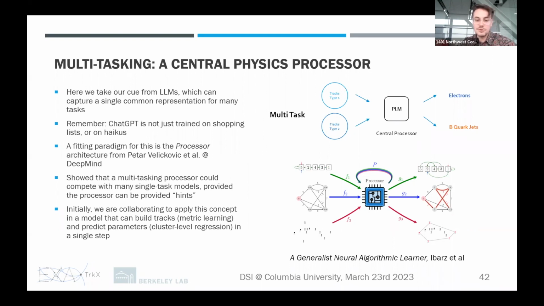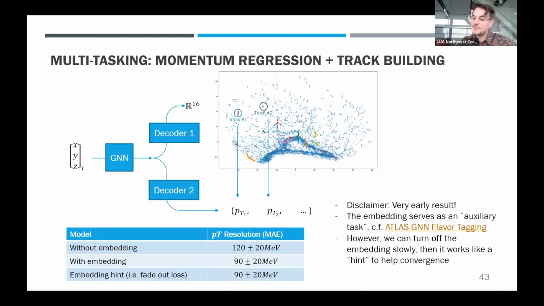And we're collaborating with that group to apply that concept to a model that can predict tracks and also predict the parameters in the tracks in the same step. And I have some very, very early results for that, so take them with a moderate-sized grain of salt. But basically, the idea is, can we use our metric learning, meaning can we embed our hits into a space, and at the same time use a different decoder to take those clusters of hits and predict the transverse momentum of all the hits in that cluster, using the same core GNN, so not changing the weights between them.